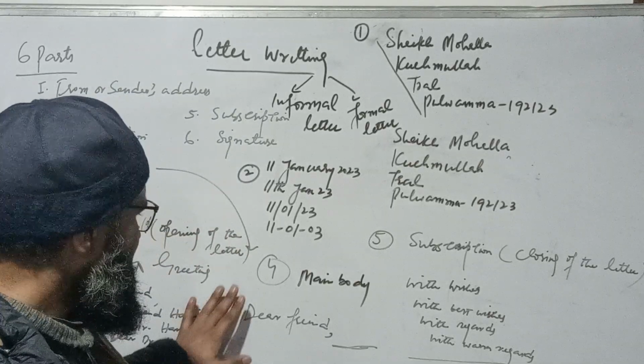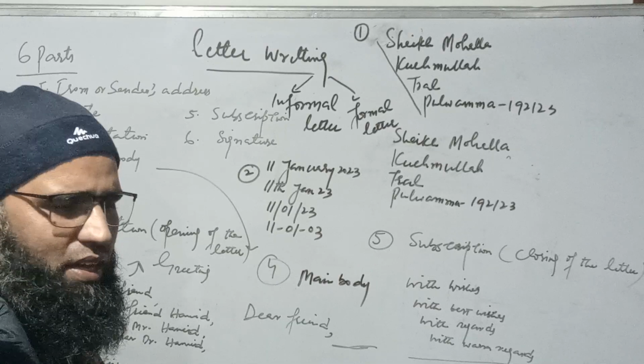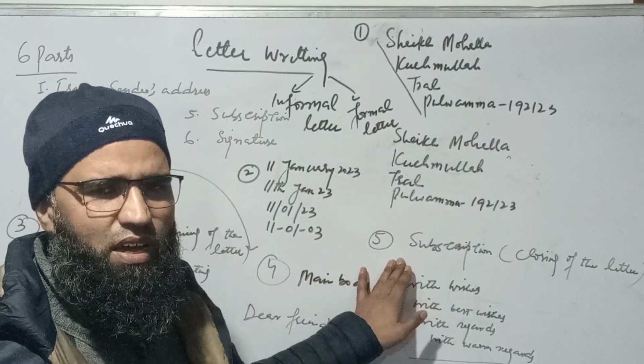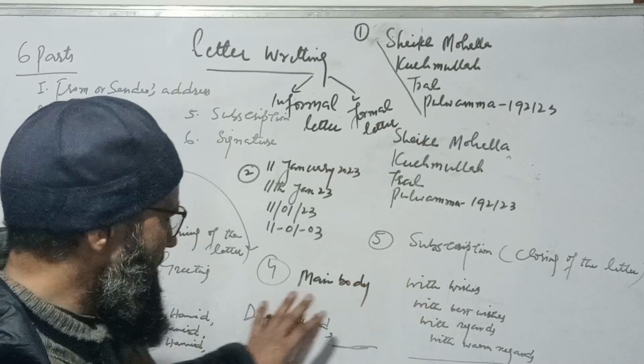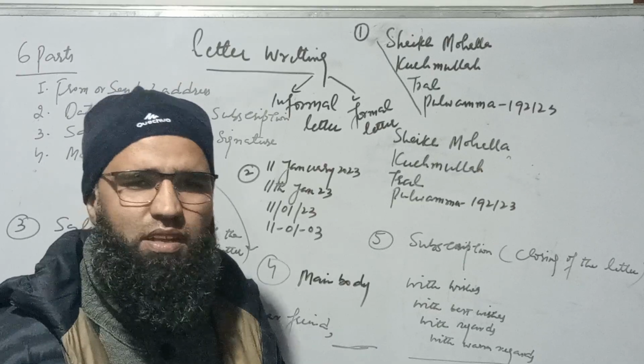So this is the fourth part. Salutation is the third part of the informal letter. Then there is the fifth part, the subscription of the informal letter. In between there is the main body. That is the fourth part of the informal letter.